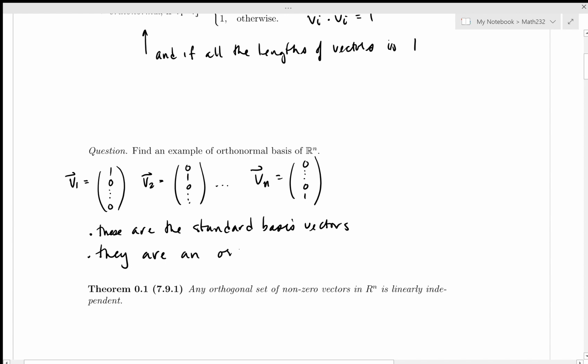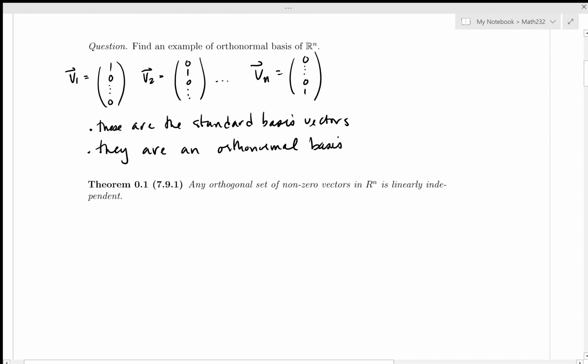So you could, if you wanted, in R3 or R4, check that all of the lengths are 1. That's not going to be too hard to do. And then you could check that all the dot products of any pair are 0. Okay. And we've also seen something pretty similar to this.